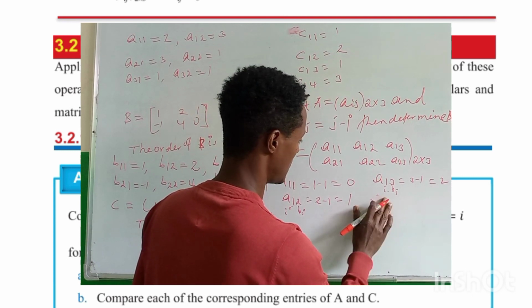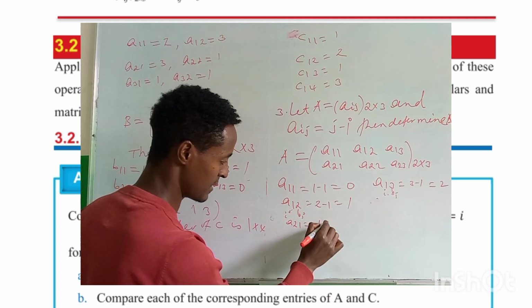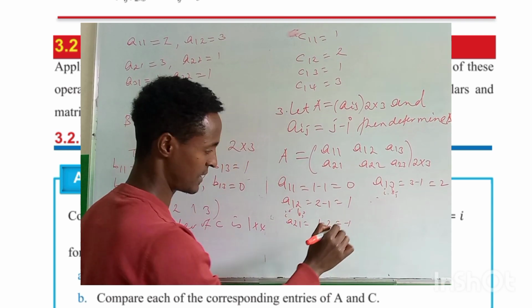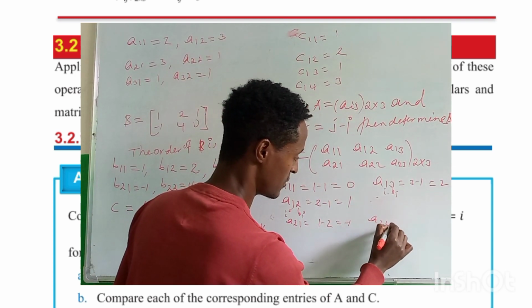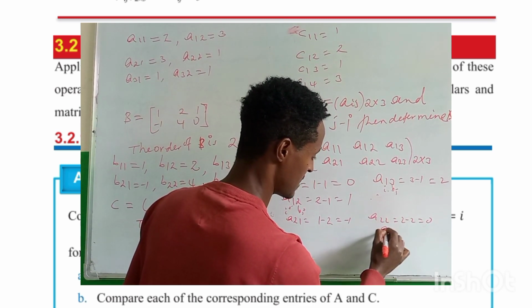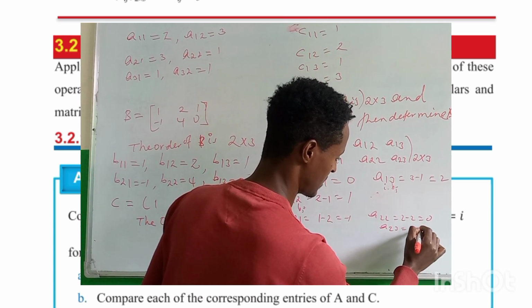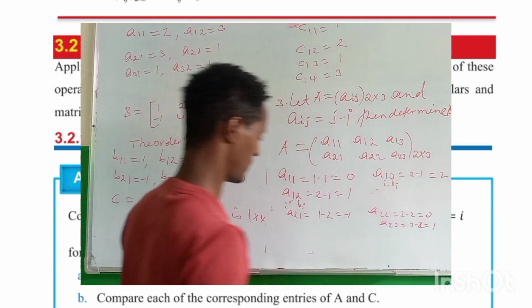Let us come to A21. A21 is 1 minus 2, which is minus 1. A22 is 2 minus 2, which is 0. And finally, A23 is 3 minus 2, which is 1.